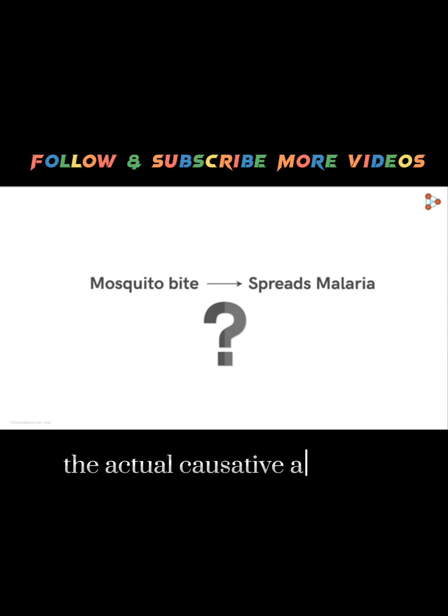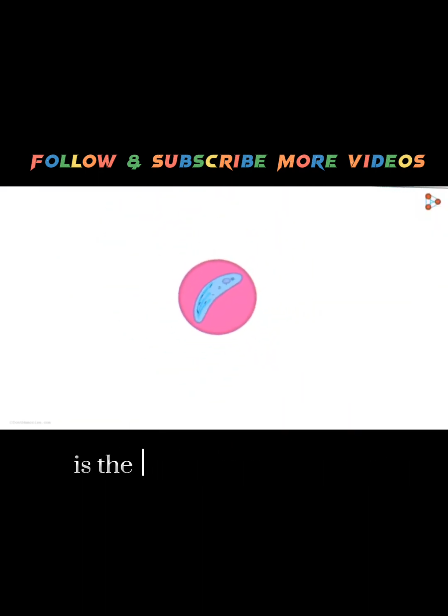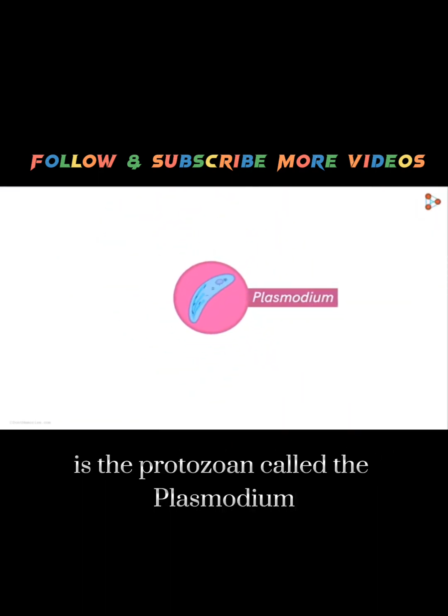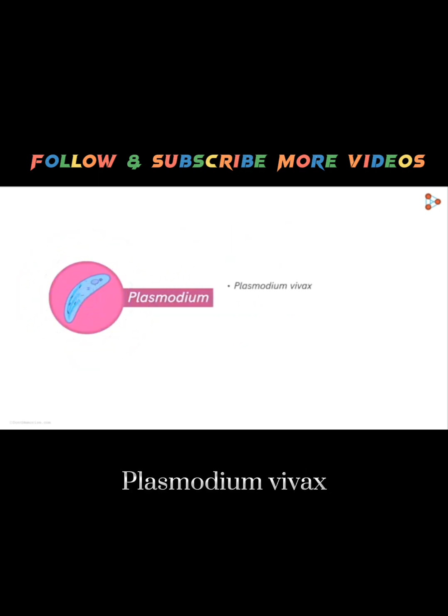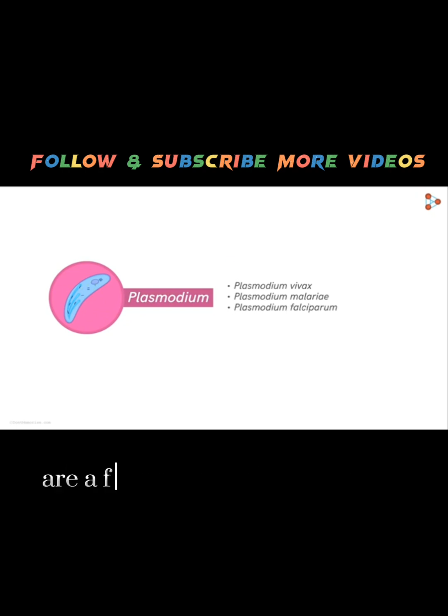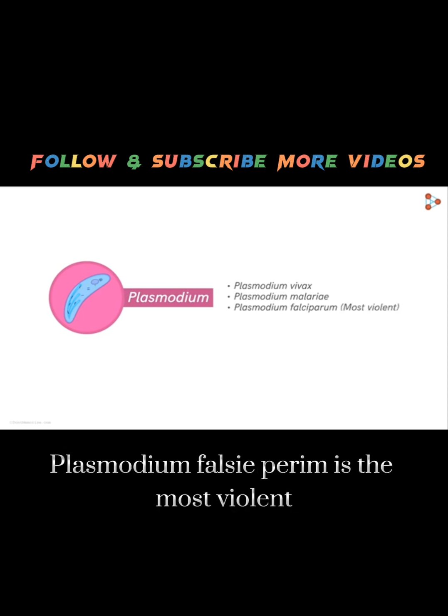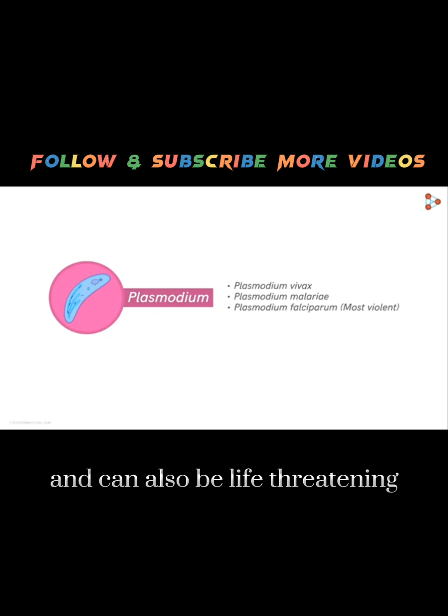The actual causative agent of malaria is the protozoan called the Plasmodium. Plasmodium vivax, Plasmodium malariae, Plasmodium falciparum are a few species of Plasmodium that cause malaria in humans. Among these, Plasmodium falciparum is the most violent and can also be life-threatening.